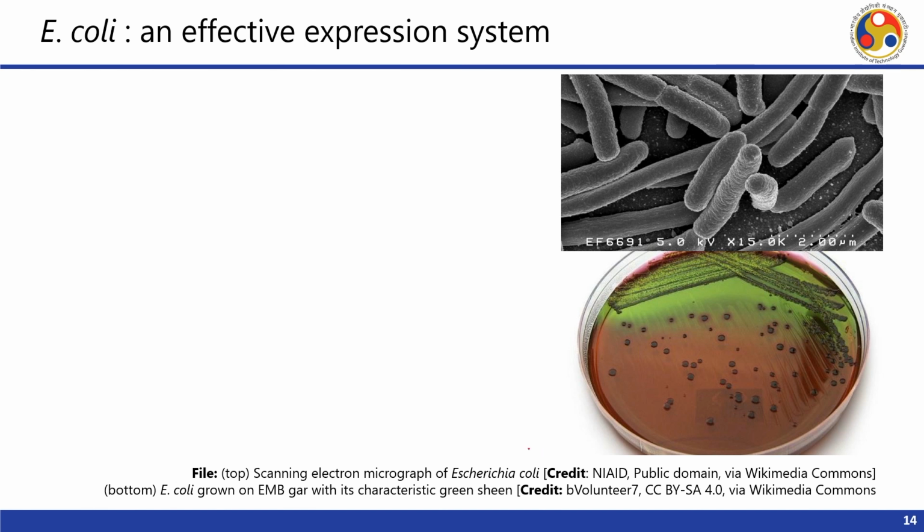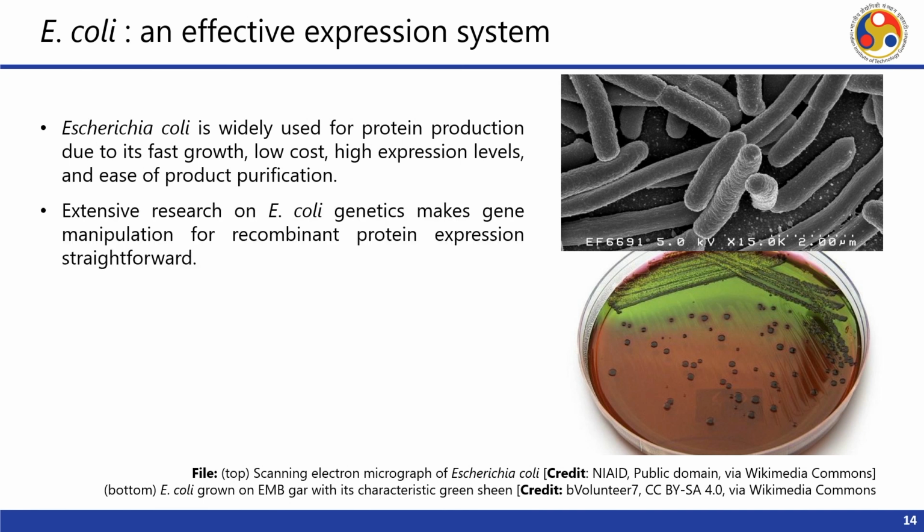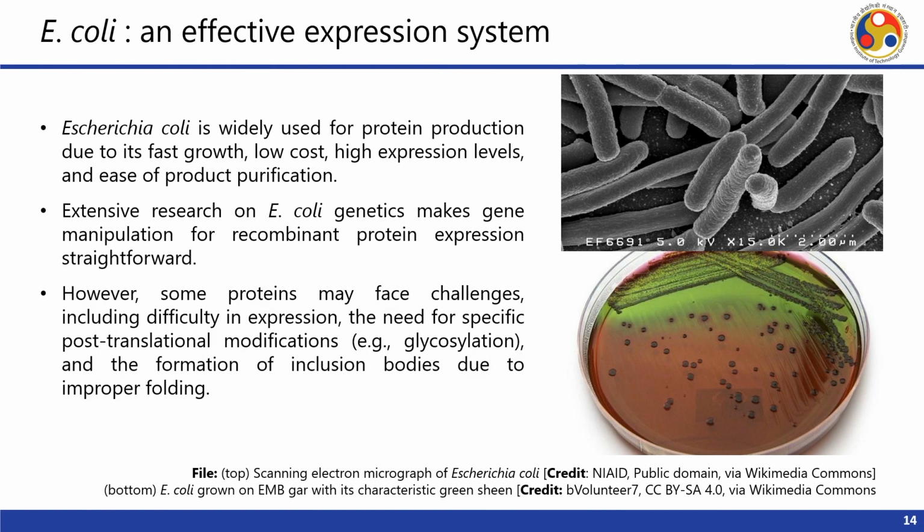E. coli taken under a scanning electron microscope. Escherichia coli is widely used for protein production due to its fast growth, low cost, high expression levels and ease of product purification. Extensive research on E. coli genetics makes gene manipulation for recombinant protein expression simple and straightforward.